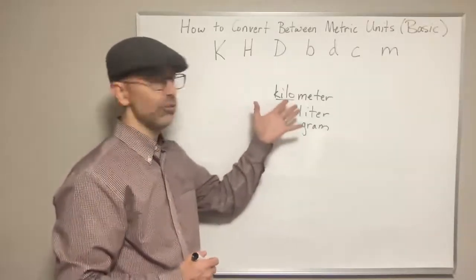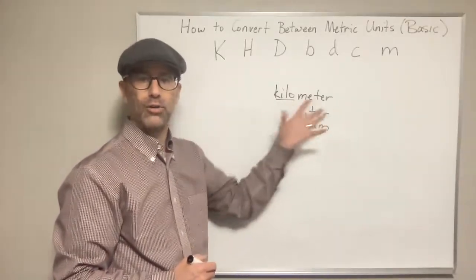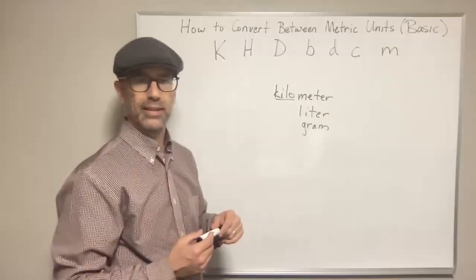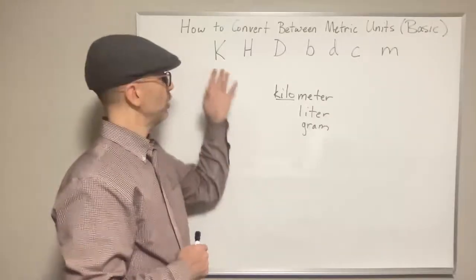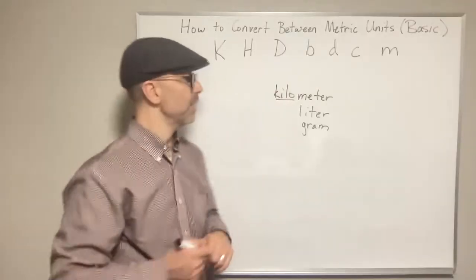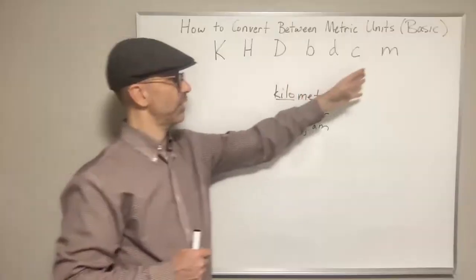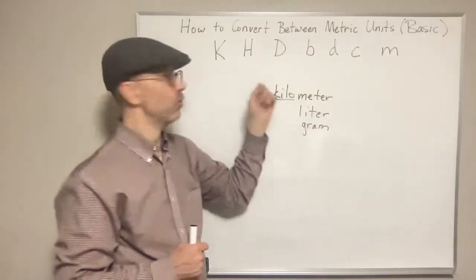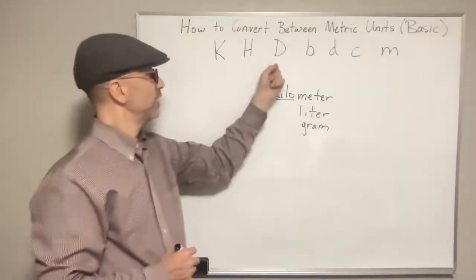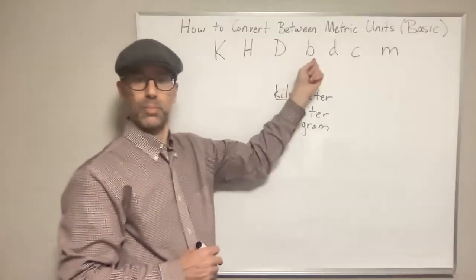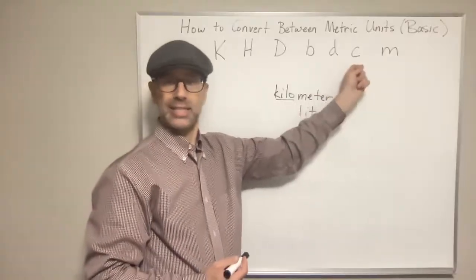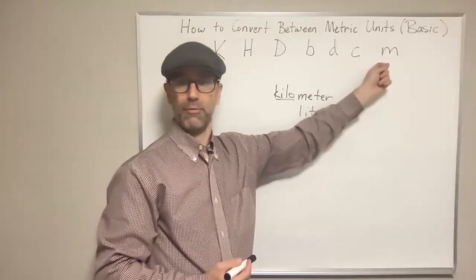So how do you convert from meters to kilometers, or kilometers to meters, or anything like that? Well, the first thing you need to do is know the prefixes, and you've got to know the order that the prefixes are in. Here's the order of the main prefixes that you should know: K for kilo, H for hecto, D for deca, B for the base unit, D for deci, C for centi, and M for milli.